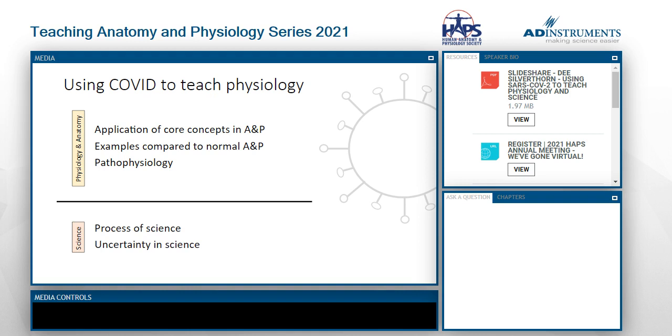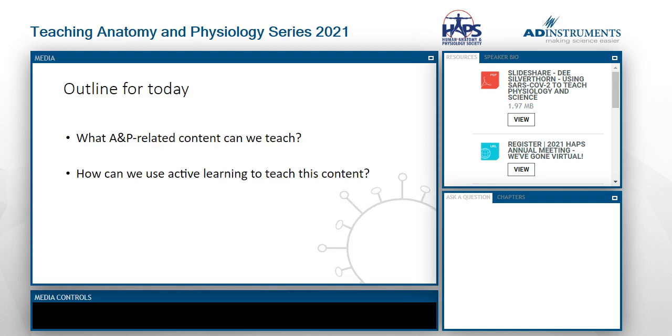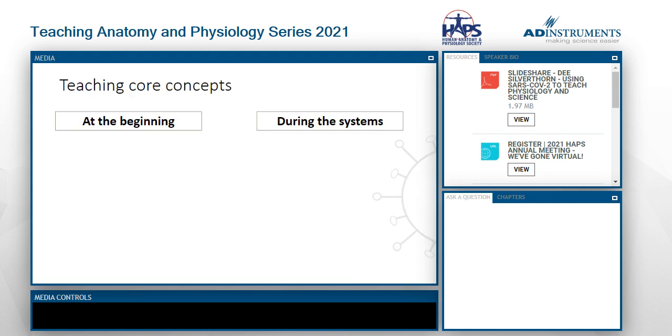As we do this, it's going to be obvious that they get to see some of the process and how scientists think, as well as some of the uncertainty in science. So today I'm going to talk about some of the A&P related content that we can teach, as well as how we can use active learning, a particular favorite of mine, to teach this content.